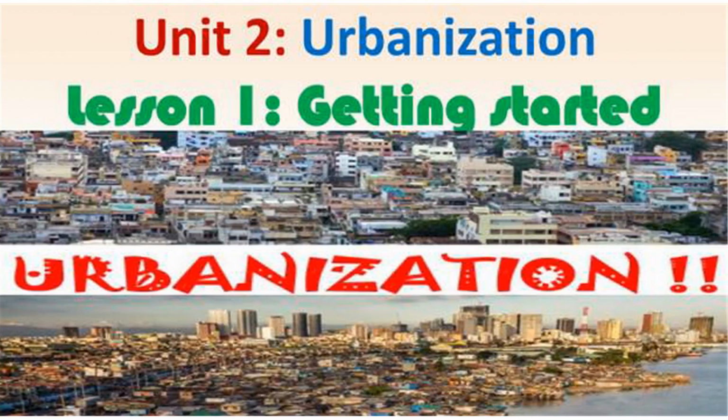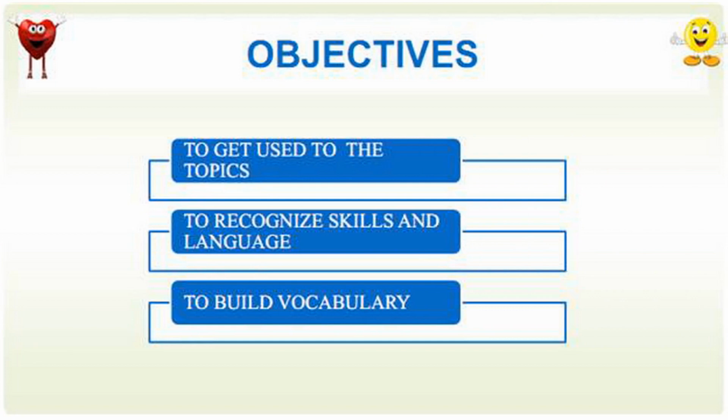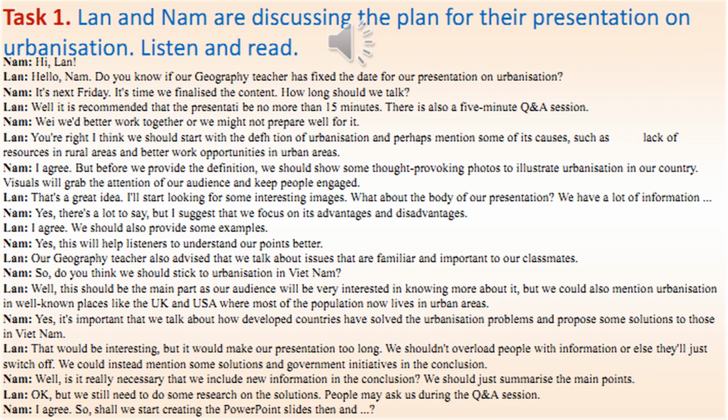Let's learn English. Unit 2, Urbanization. Urbanization is the increase in the proportion of people living in towns and cities. What causes urbanization? Urbanization occurs because people move from rural areas, countryside, to urban areas, towns and cities. This usually occurs when a country is still developing. Unit 2, Page 18, Getting started. Activity 1. Lan and Nam are discussing the plan for their presentation on urbanization. Listen and read.